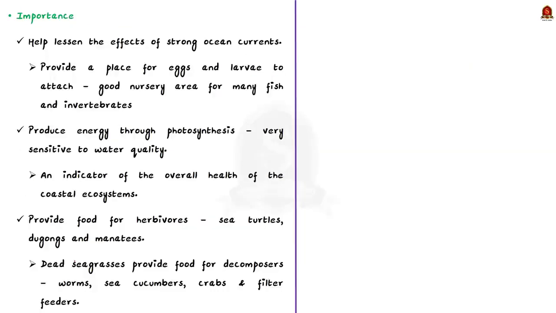Now let's see the importance of seagrass. Firstly, the seagrass help reduce the effects of strong ocean currents. The seagrass also provides a safe environment for eggs and larvae to attach. These factors make seagrass a good nursery area for many fishes and invertebrates.